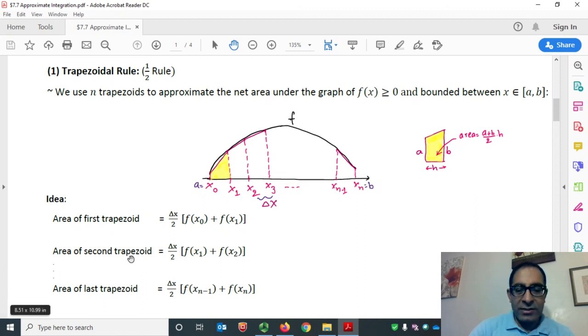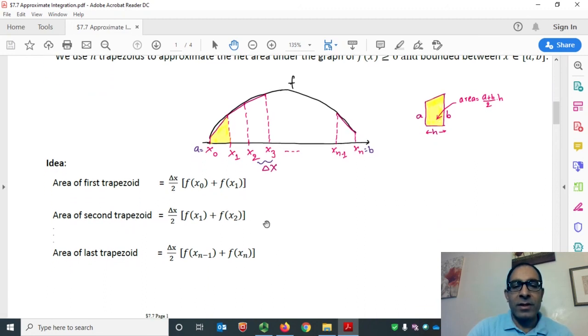Similarly, area of the second trapezoid, let me scroll down, that's better. So here delta x, this width is delta x over 2, that 2 comes from the formula, and then the sum of the parallel sides, f of x1 plus f of x2, and so on, dot dot dot. The last trapezoid area is 1/2 times delta x, f of xn minus 1 plus f of xn.